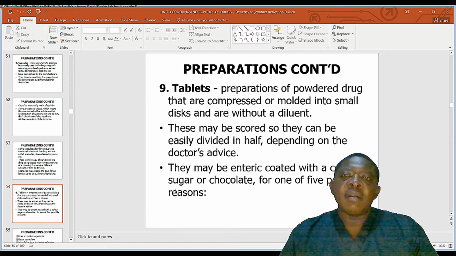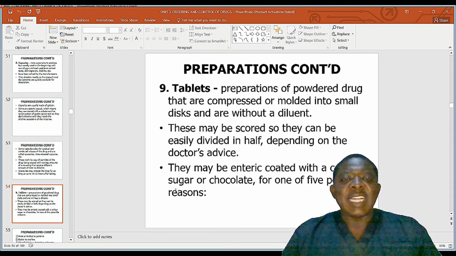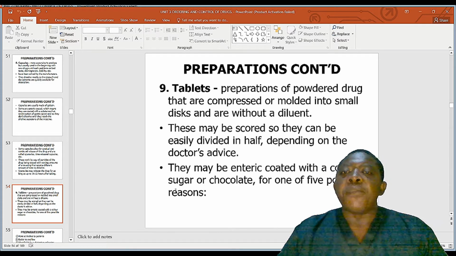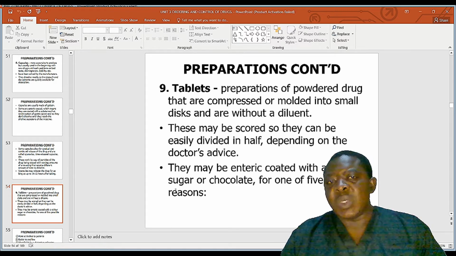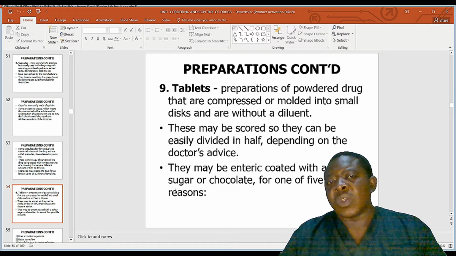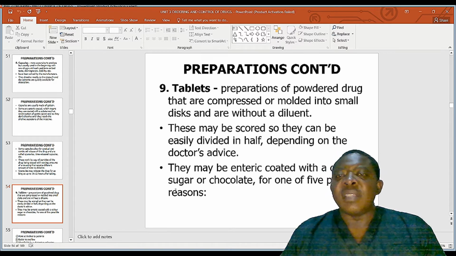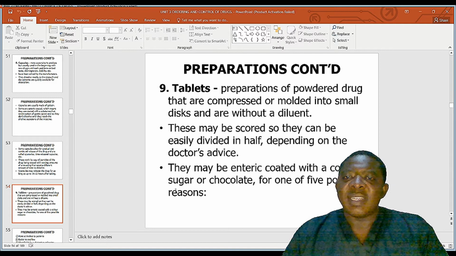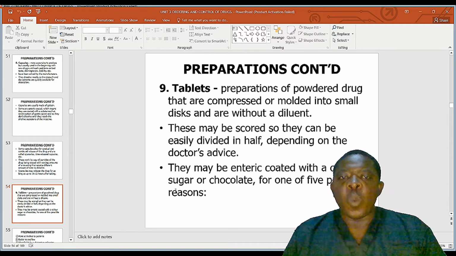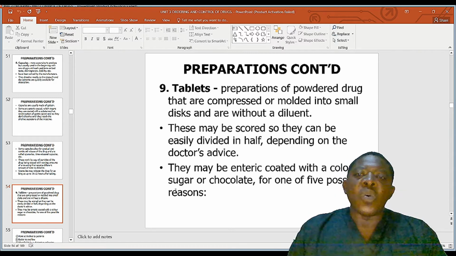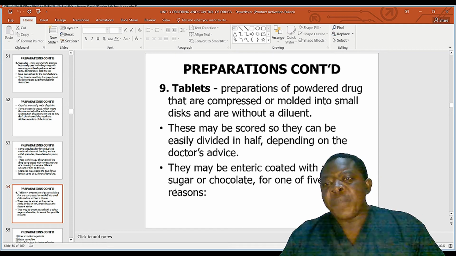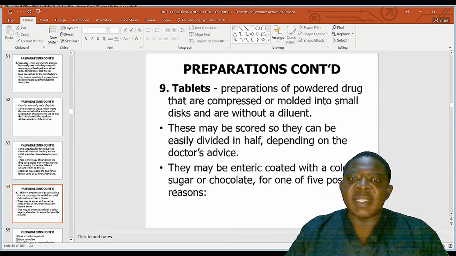Then the other preparation that we have is tablets. A tablet is a preparation of a powdered drug compressed or molded into small discs and is without a diluent. So that is a tablet. These may be scored so they can be easily divided in half, depending on the doctor's advice.